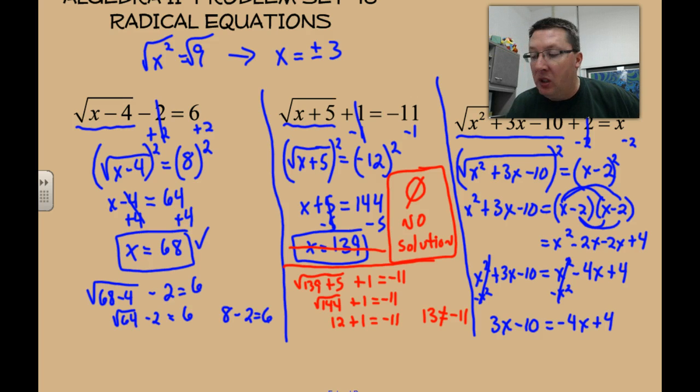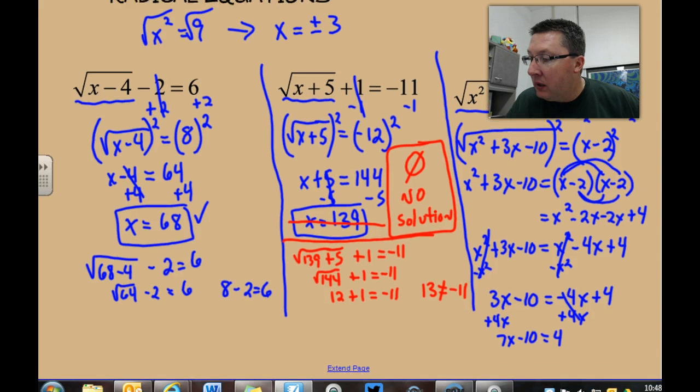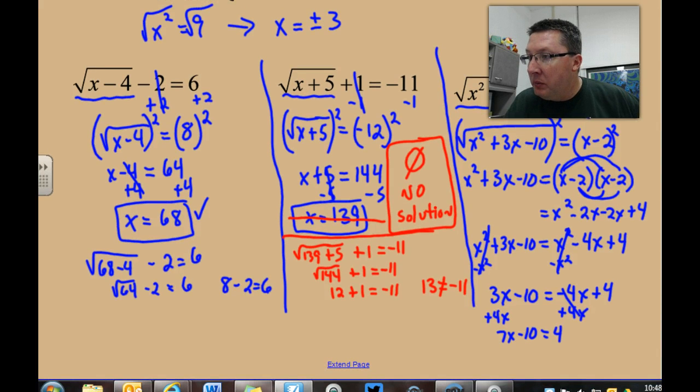Now this is a little easier to solve. I'm going to solve for x. So I'm going to add 4x. So now I have 7x minus 10 equals 4. Continue on a little bit further. I'm going to add 10 to both sides. So I have 7x equals 14. Last step, divide by 7. So I get x equals 2.